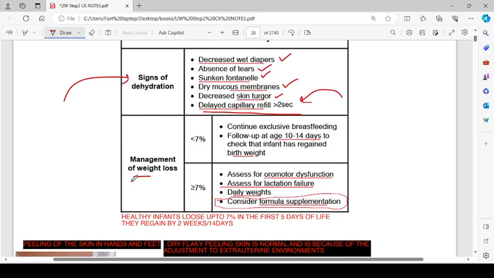Management of weight loss. If the weight loss is less than 7%, continue exclusive breastfeeding.